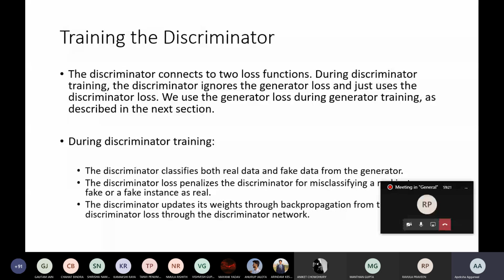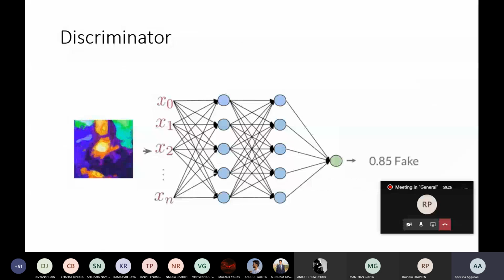Okay, so I have explained the training part in the discriminator. This is what is depicted. For a fake image, it will say it is some percentage fake, 0.8 fake, and the output is nothing but a softmax layer, showing how much it is fake, or you can see it as 0.15 real. Okay, simple.